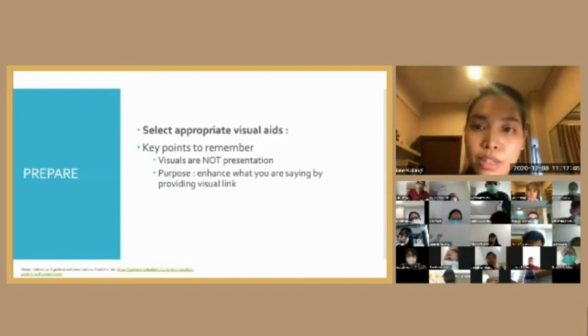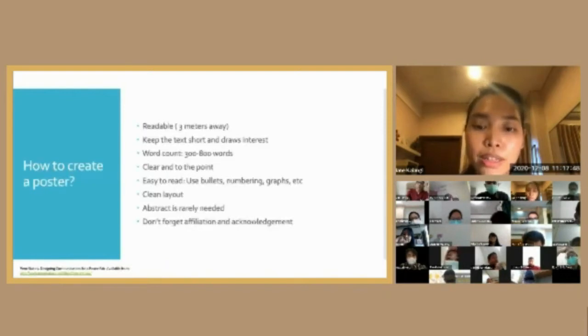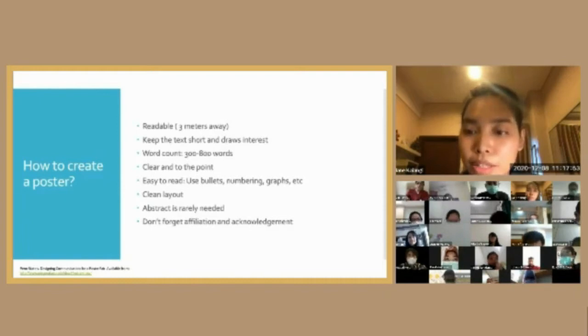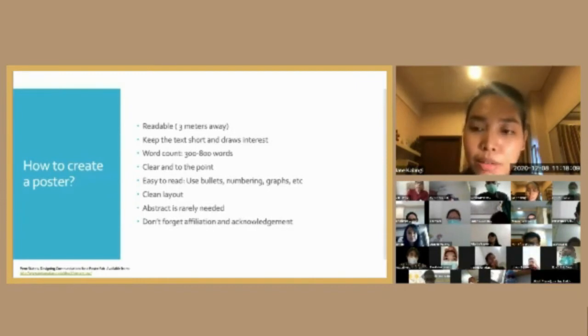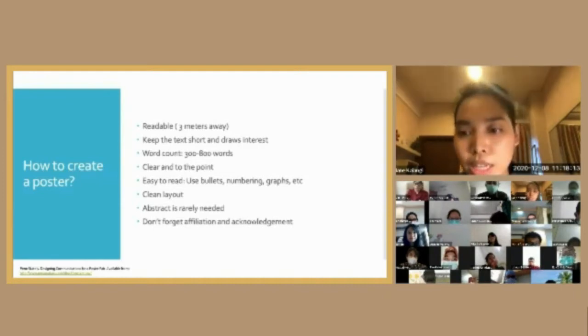So there are a few certain points to remember while we want to create a poster. The first is it should be readable from 3 meters away, so it's recommended that the size of the text should be no less than size 24. Please keep the text short and draw interest.